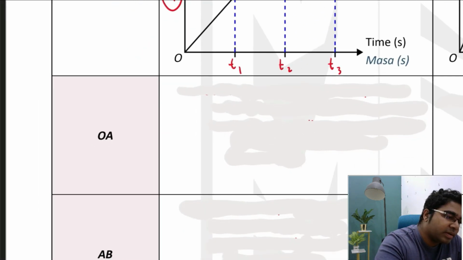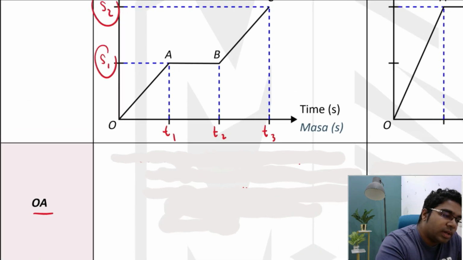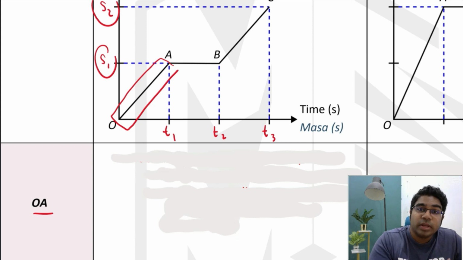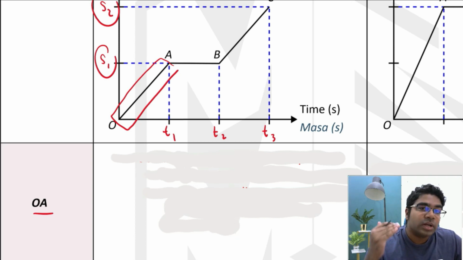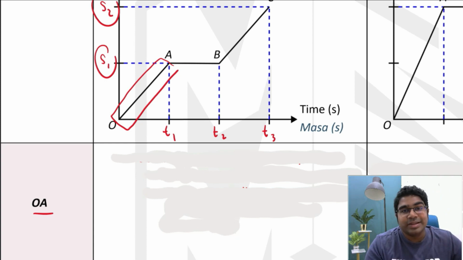Kita tafsirkan. Mula-mula kita start dengan OA. So OA adalah bahagian ini. Apa yang kita boleh nampak dalam bahagian ini? What can we see in this portion of the graph? First of all, when we interpret for distance time graph, apabila kita membuat pentafsiran untuk graf jarak masa, benda pertama yang kita perlu lihat adalah kecerunannya. We have to look at the gradient.